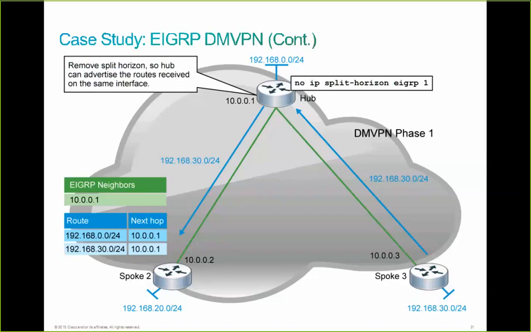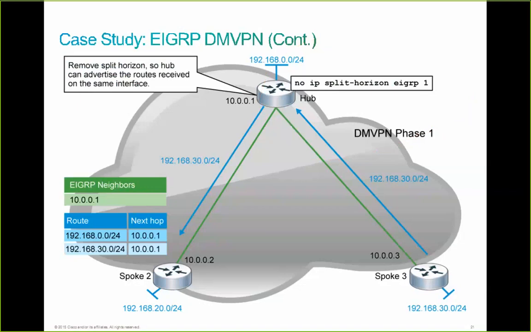Every DMVPN phase fundamentally operates the same way when we're establishing our initial topology. We always operate in a hub and spoke environment. Granted, in phase 2 and in phase 3, we have the capability of communicating from spoke to spoke, but that spoke to spoke communication is not permanent, it's temporary. So that hub and spoke topology is always required. So we remove split horizon by going into the multi-point GRE tunnel interface and putting in the command no ip split-horizon eigrp and the autonomous system number.